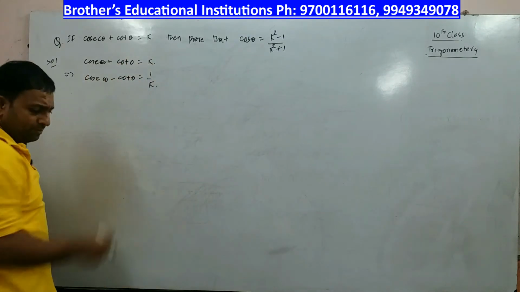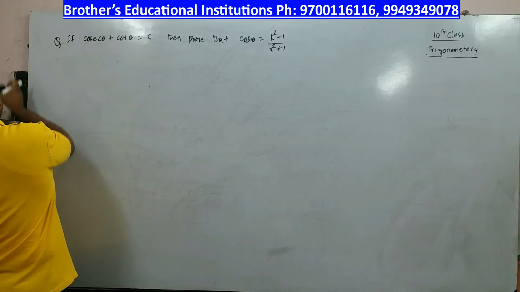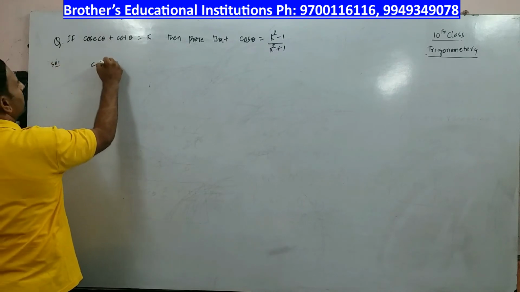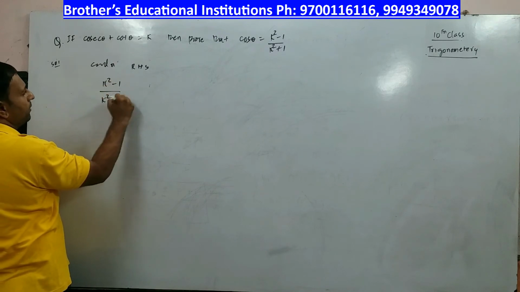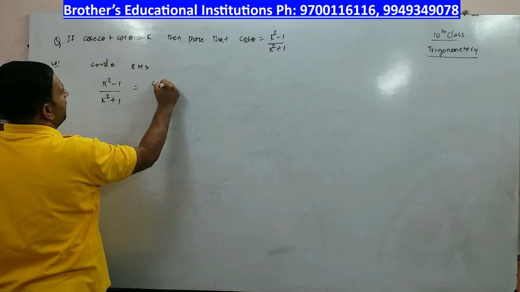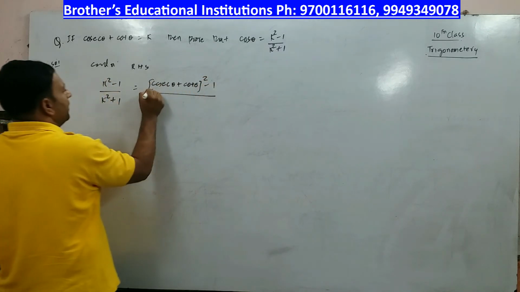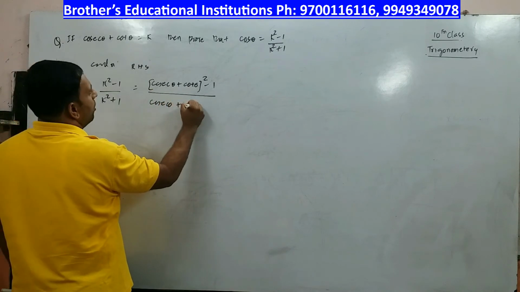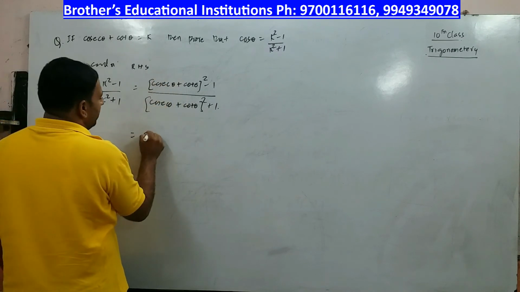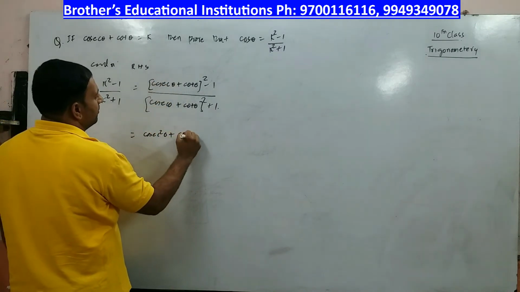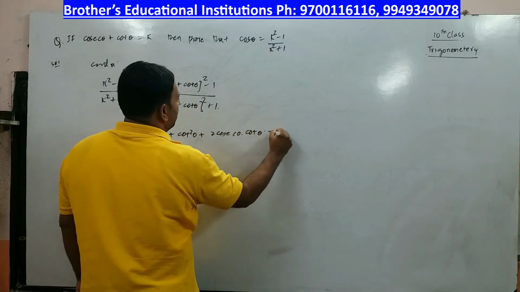Otherwise, I will tell you one simple methodology where we simply consider the right hand side. What is the right hand side? (k square minus 1) by (k square plus 1), and substitute the value of k. What is k? Cosecant theta plus cot theta. So it is (cosecant theta plus cot theta) whole square minus 1 by (cosecant theta plus cot theta) whole square plus 1. What is (a plus b) whole square? A square plus b square plus 2ab.